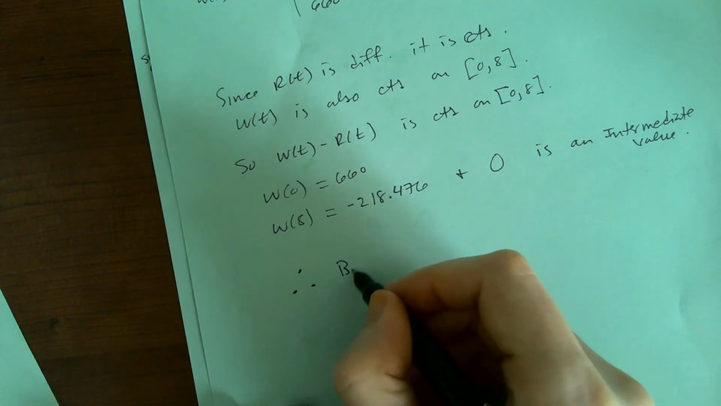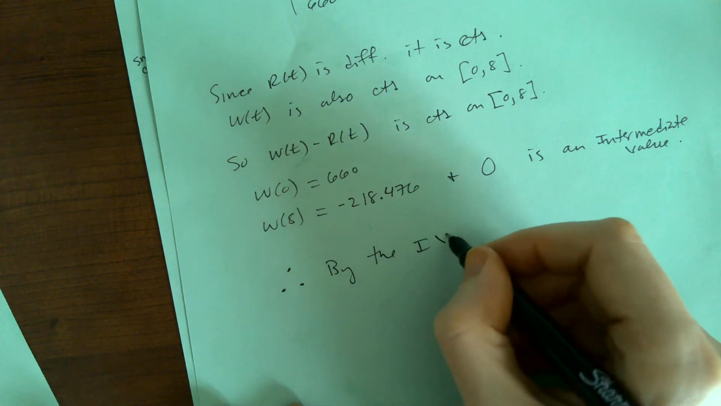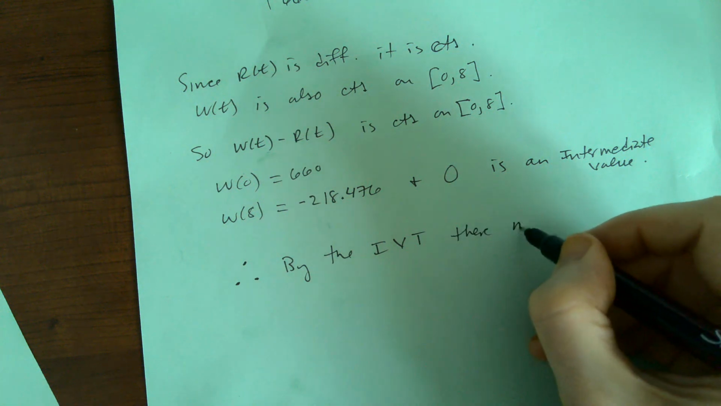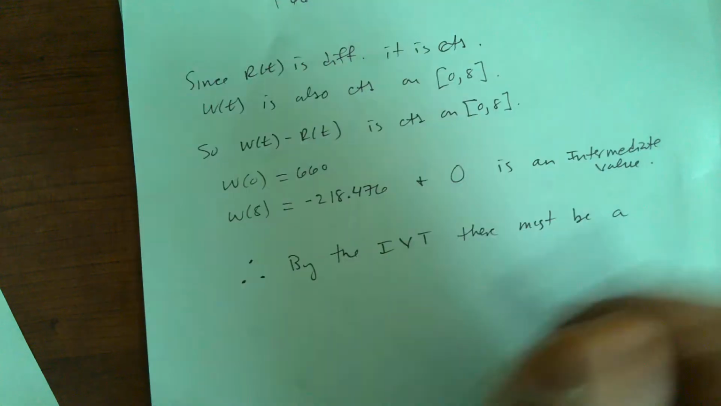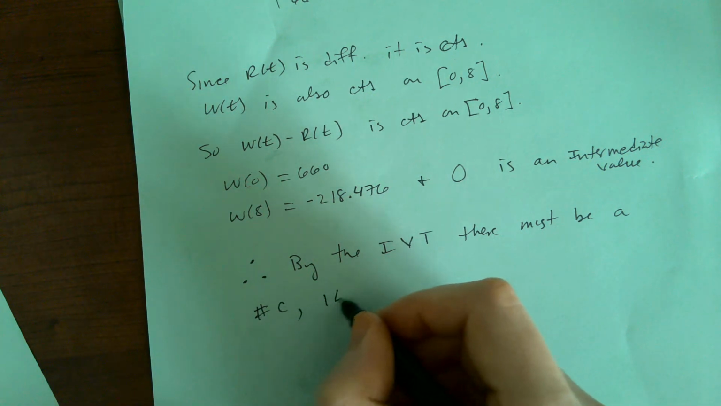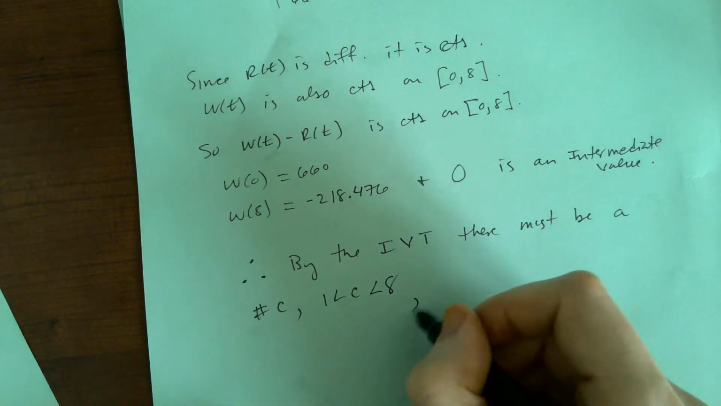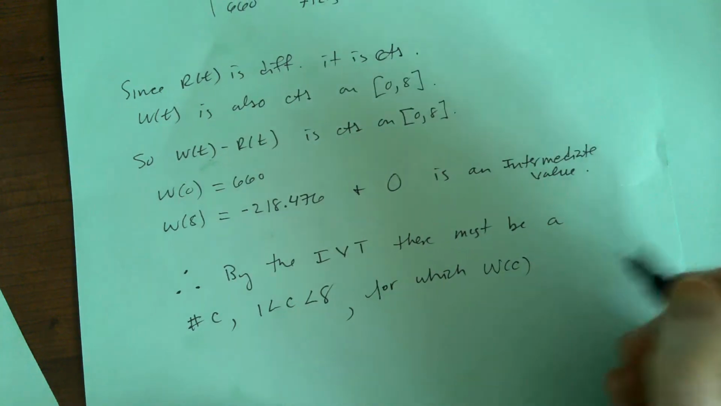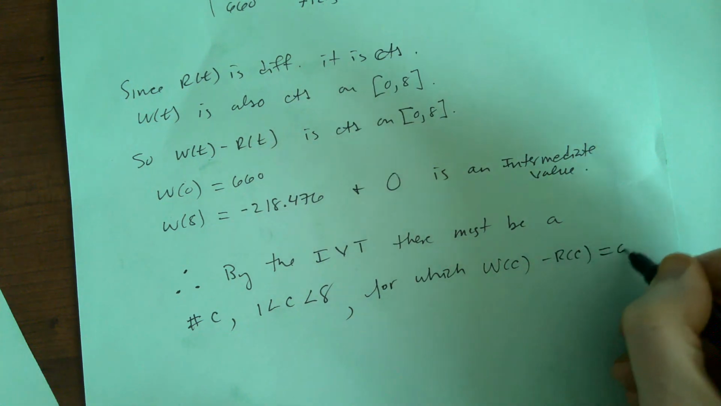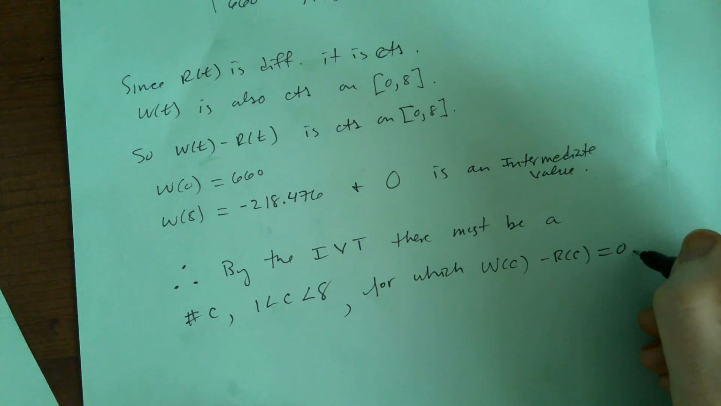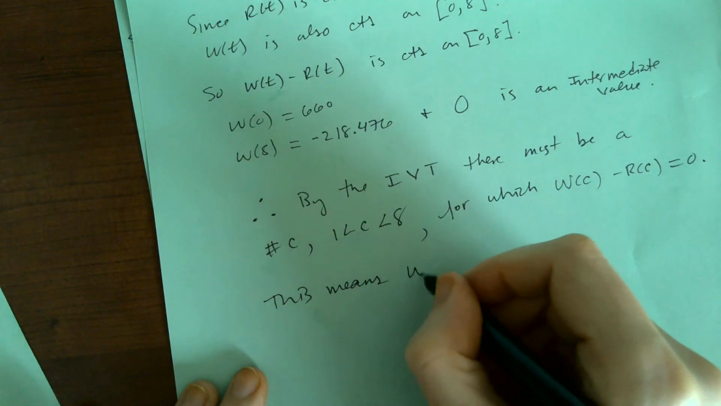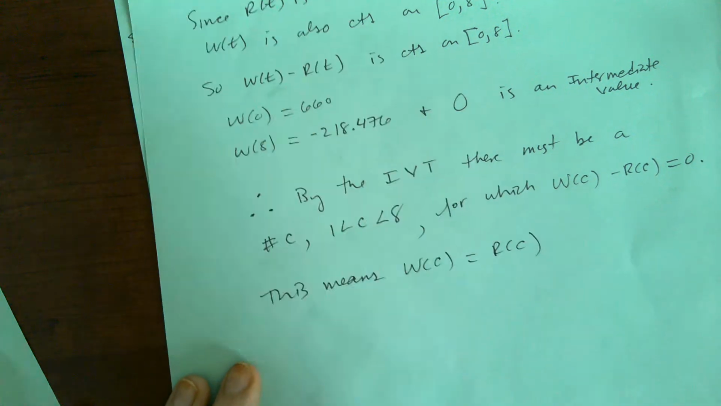Therefore, by the IVT, there must be a number C between 1 and 8 for which W of C minus R of C equals 0. This means W of C equals R of C.